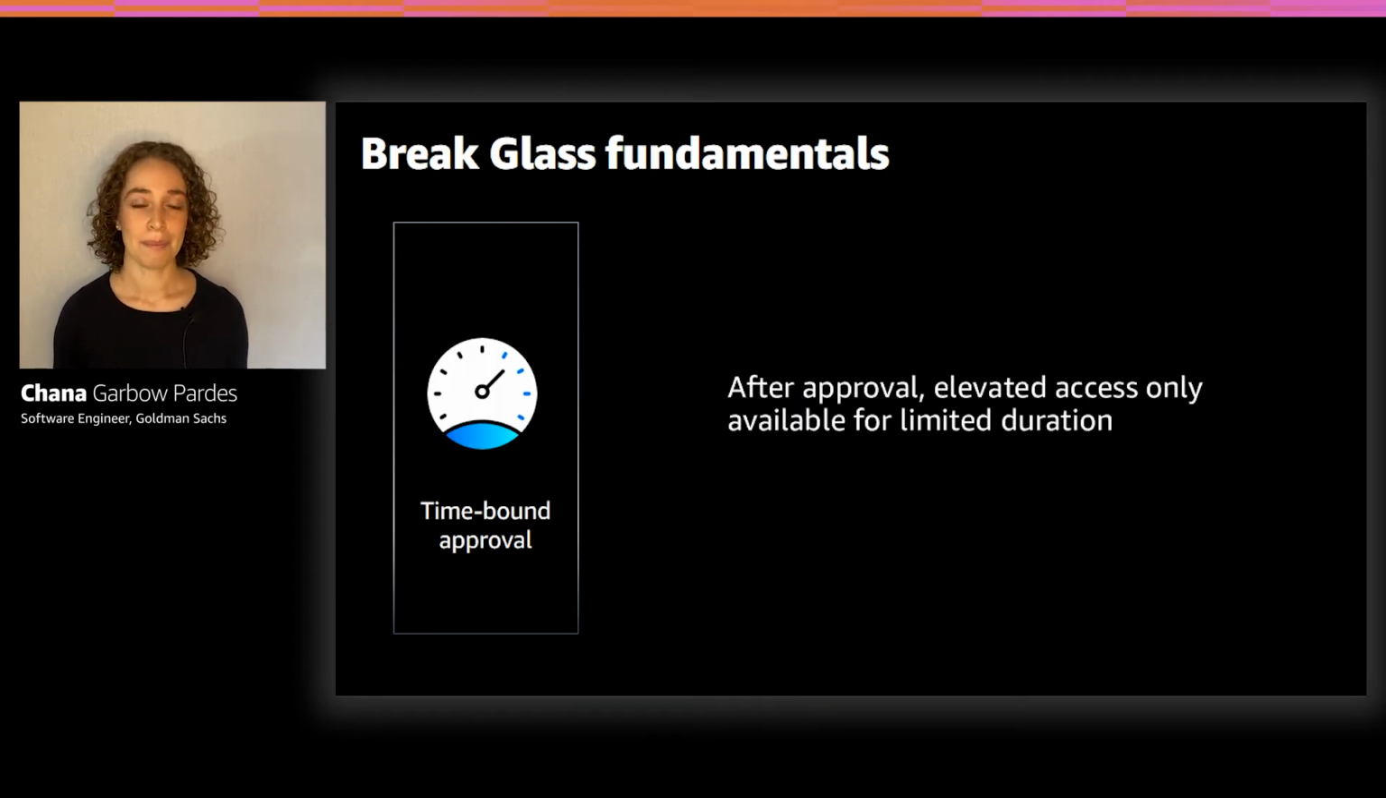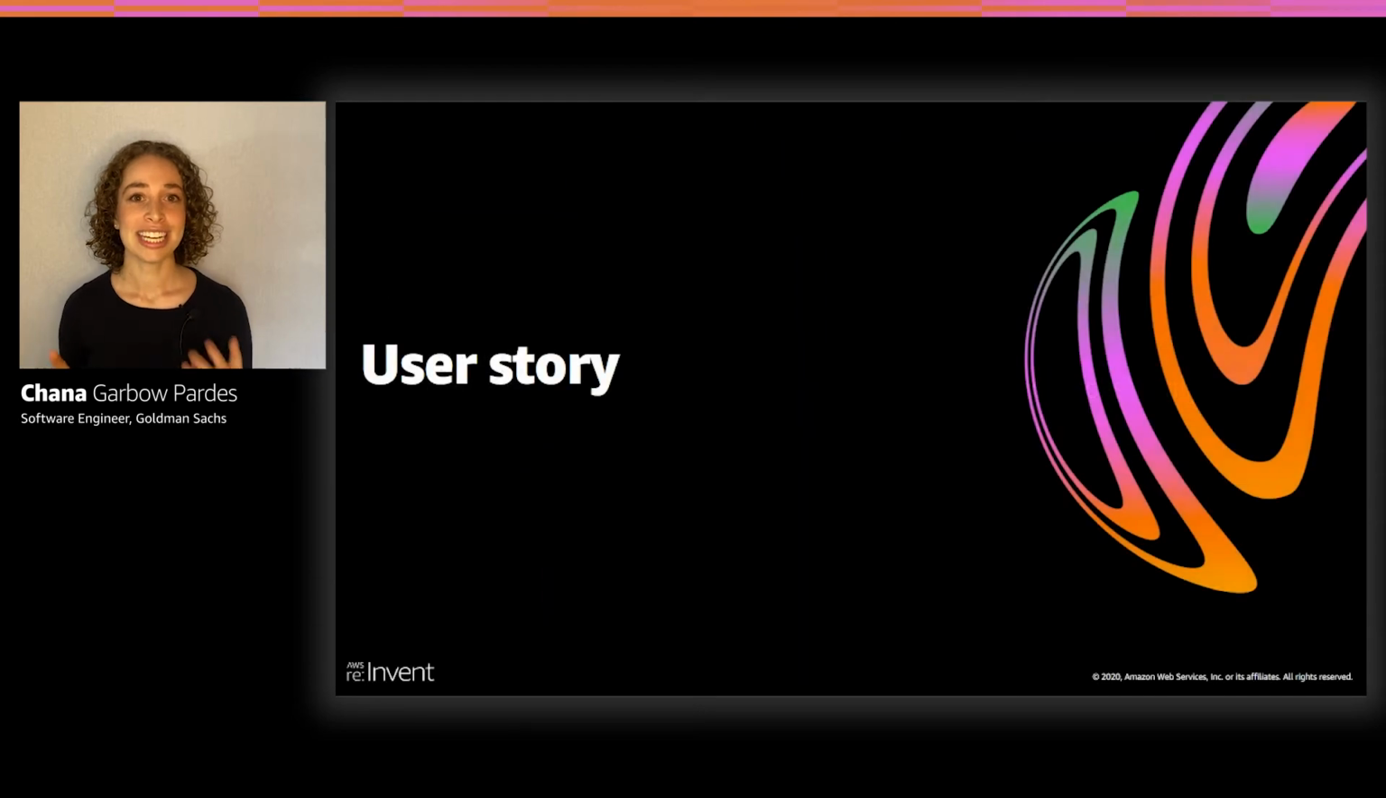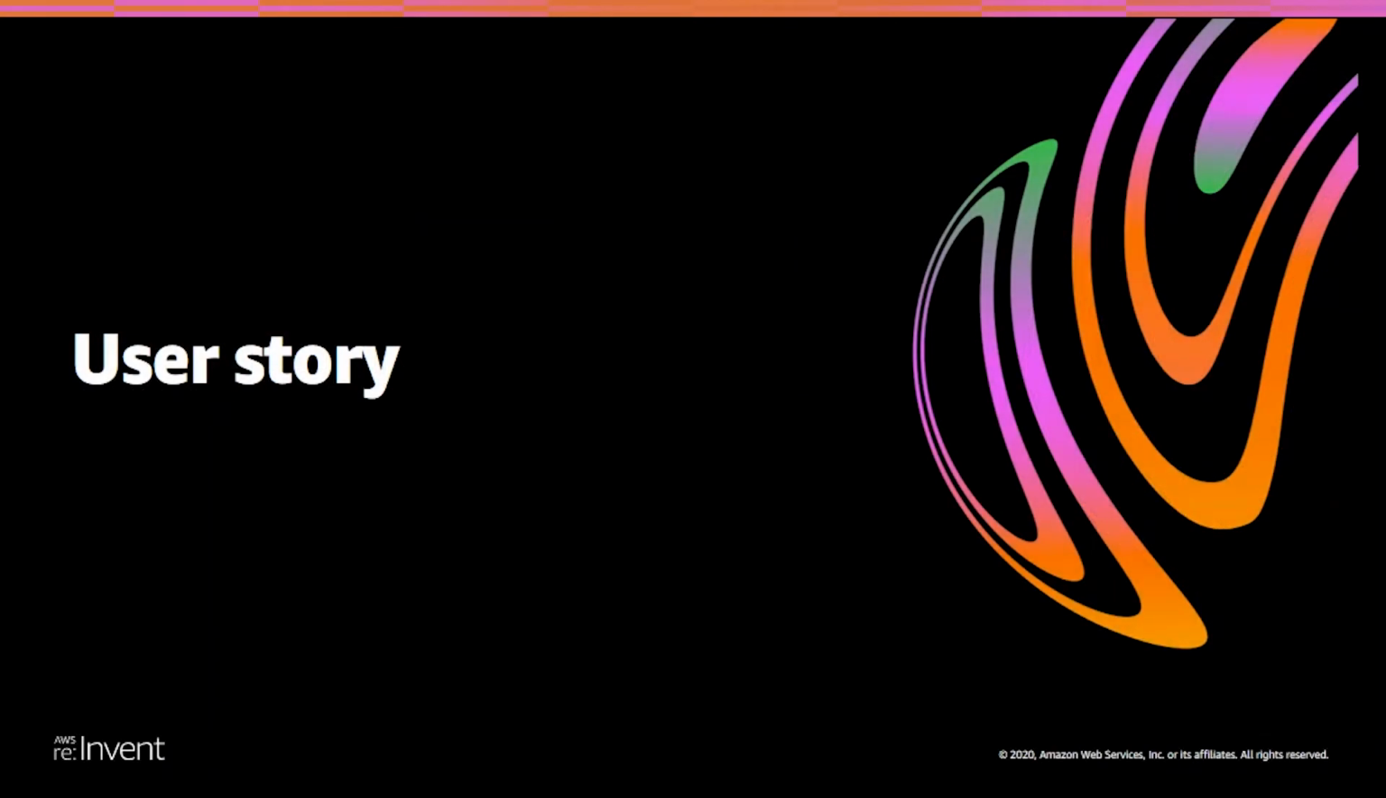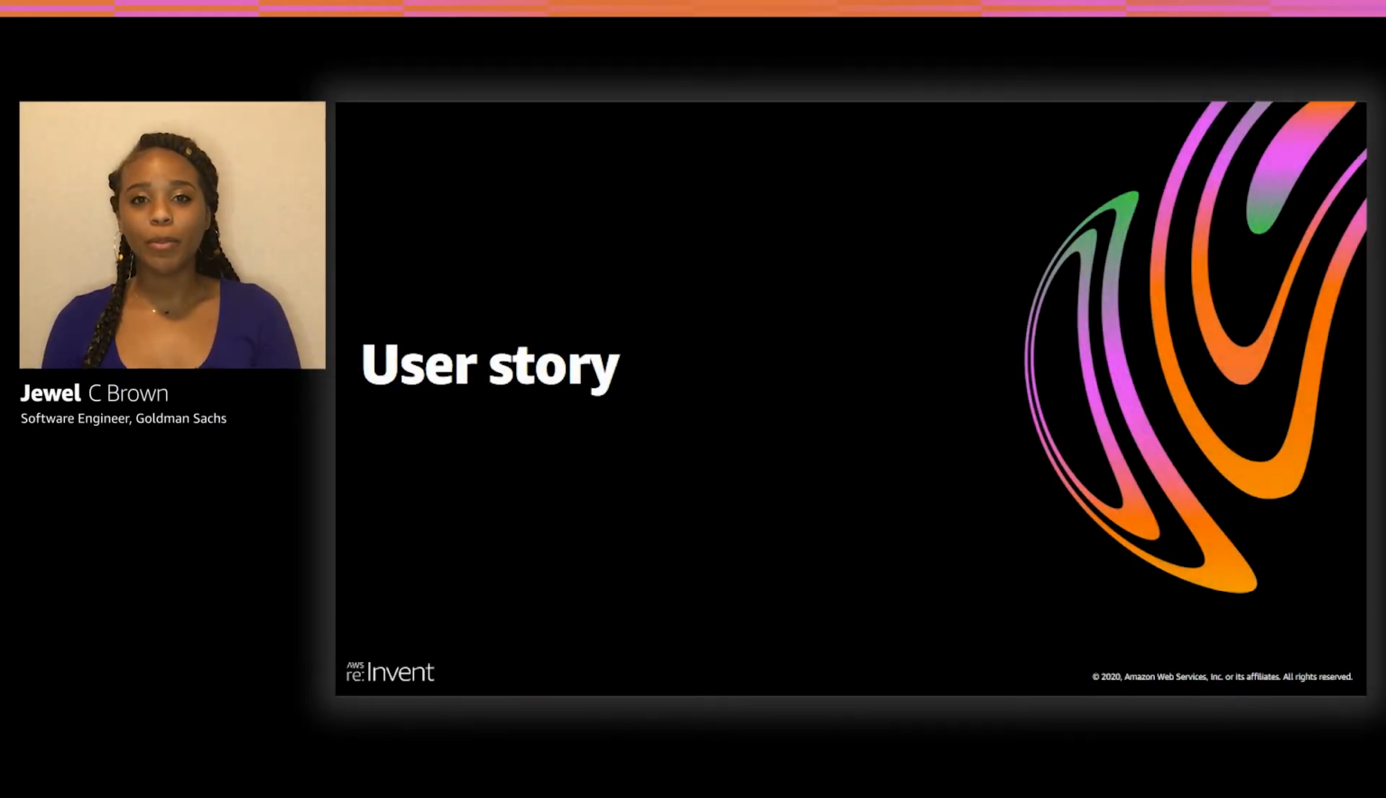And so with that, I'm going to pass it off to Jewel, who's going to take us through what it looks like to break glass at Goldman Sachs. Thanks, Hannah. So now we're going to continue with the example that you mentioned earlier of having to go into the console to fix an S3 bucket policy that is too restrictive.